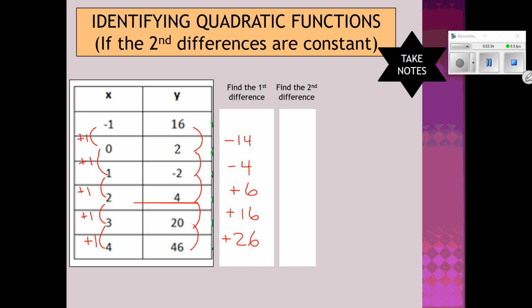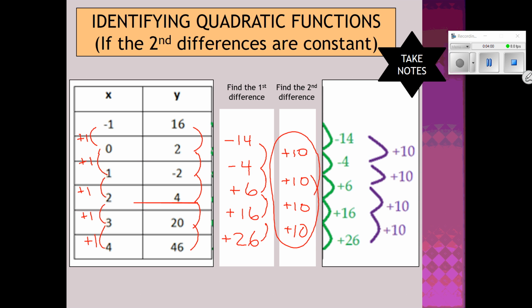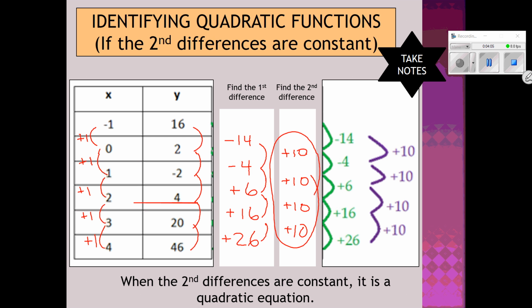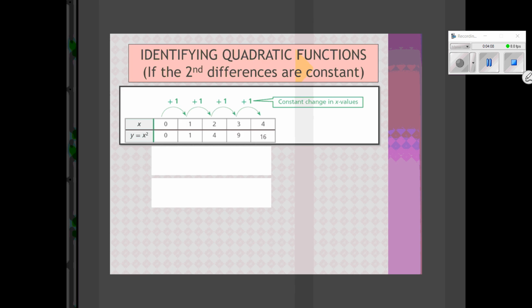What we're going to do now is find the second set of differences. So now we're going to take these values and say, what do I do to go from -14 to -4? Well, that's a +10. To go from -4 to +6 is also a +10. 6 to 16 is a +10. So even though these looked very random, when we got to the second set of differences, notice that they're constant. So this is a quadratic function. When the second differences are constant, it is a quadratic equation.